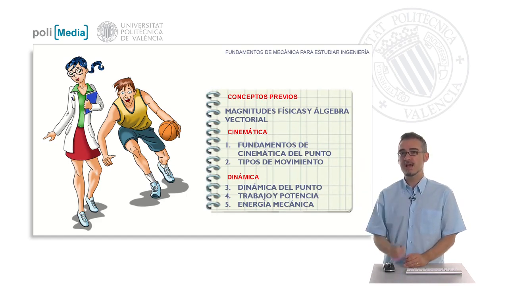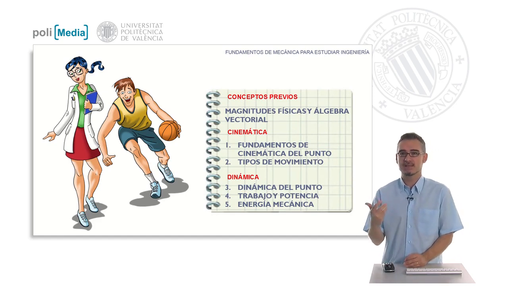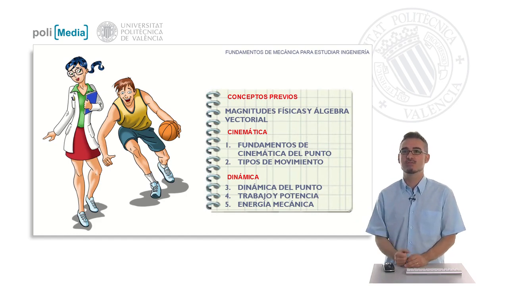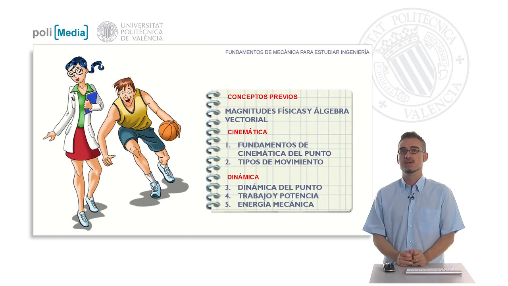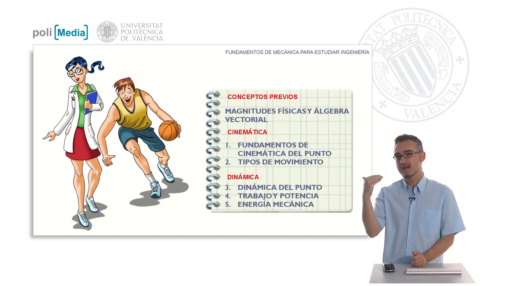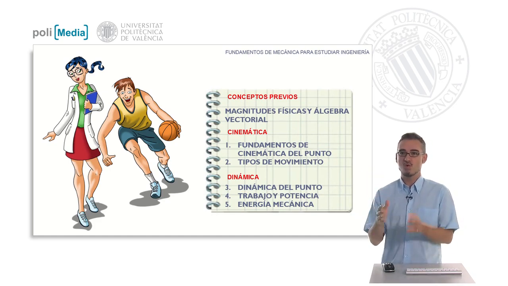The kinematics block would talk about motion without going into considerations about what is causing the motion of the bodies, simply studying them from a phenomenological point of view. And then the block of dynamics would consider what are the causes, what are the reasons why a body begins to move.